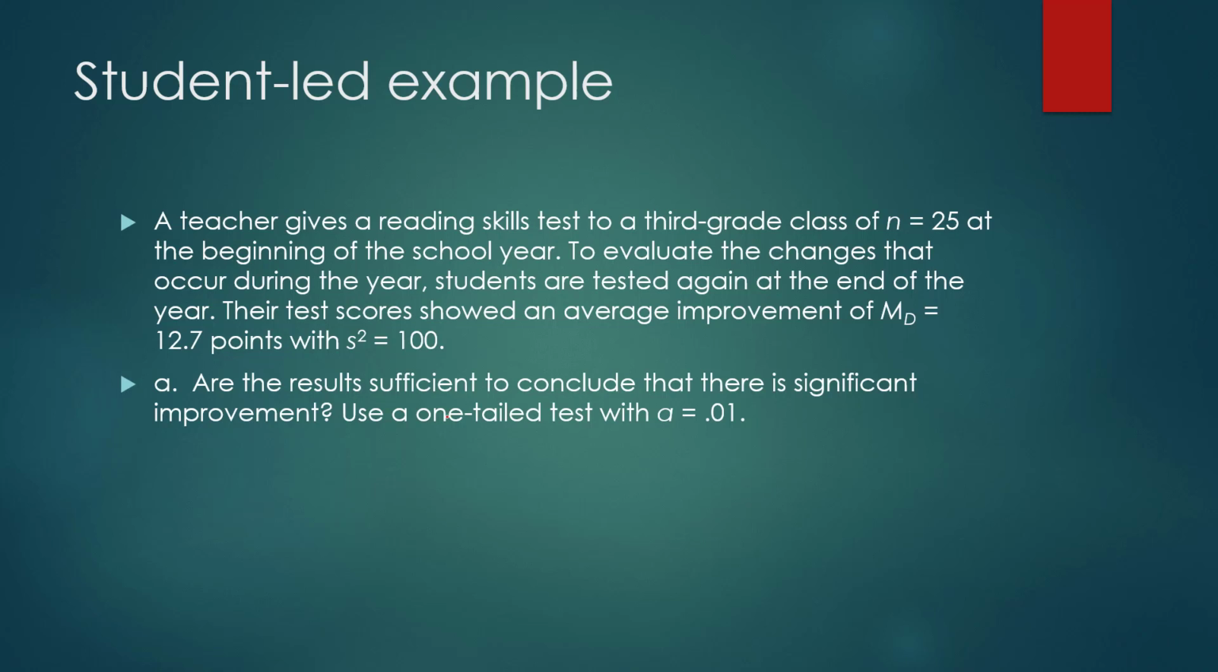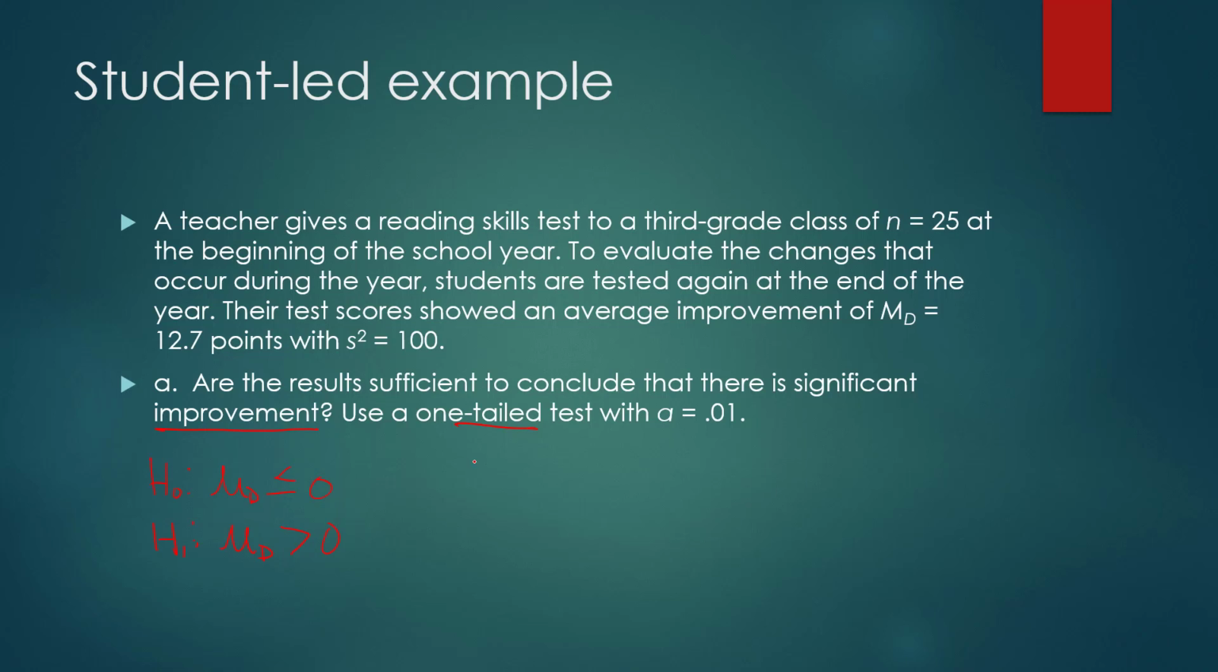Part of the reason we're doing a one-tailed test is because we're saying that there's an improvement. We have a direction. So the first thing we need to do is state our hypotheses. I always like to go with my alternative hypothesis first, especially when we're doing a directional test: that my mean difference is going to be better than what's expected in the population. And my null hypothesis would be that the mean difference would be less than or equal to 0.